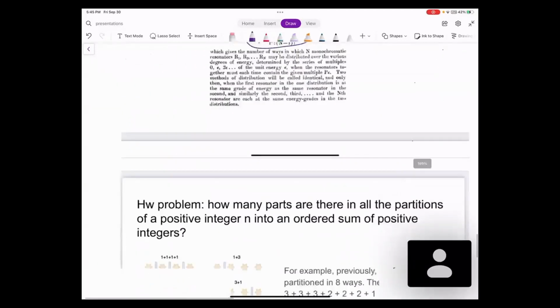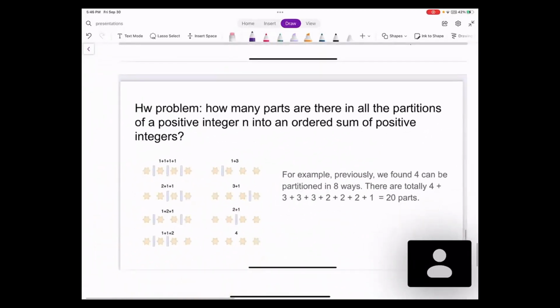So I realized that the presentation went faster than I expected, but the homework problem would be a twist of the first example that I gave. In the first example, what we wanted to find was the number of ways we can partition an integer. For example, for 4, we found that it can be done in 8 ways. In this problem, what we want to do is find how many parts there are in all these partitions and add them all, and find the general form for integer n.